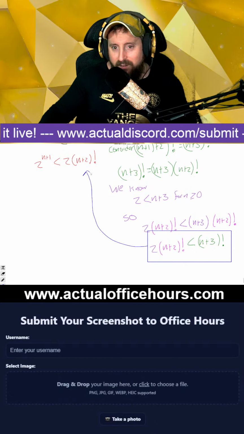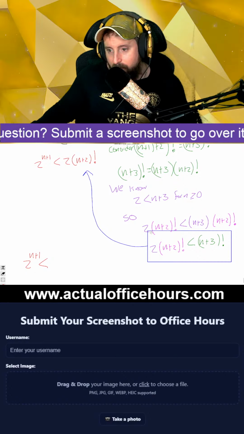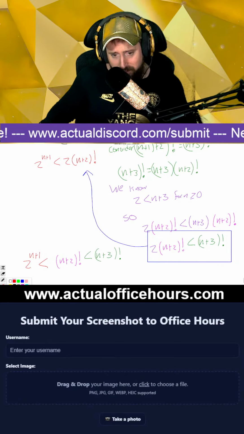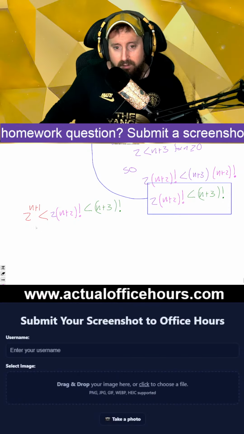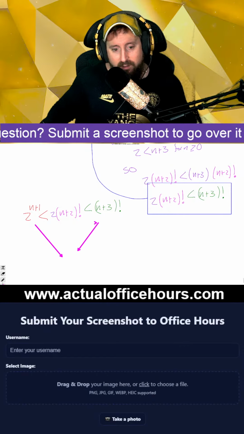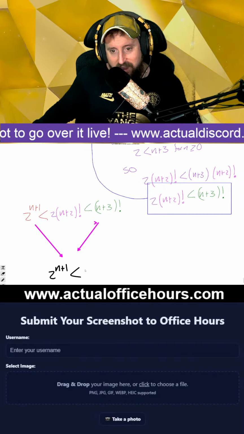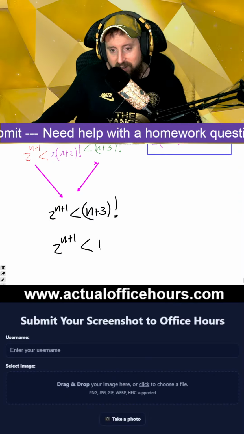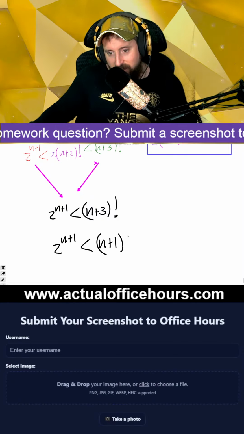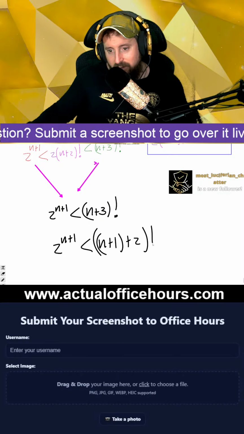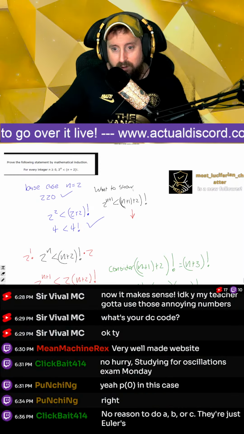And I can plug it in up here, right? So now I can say, okay, cool. Well, but, right? See? So just take this and this. You get that 2 to the n plus 1 is less than n plus 1 plus 2 factorial. Wow. That's dope. And now that's what we were trying to prove. That's all we were trying to show.